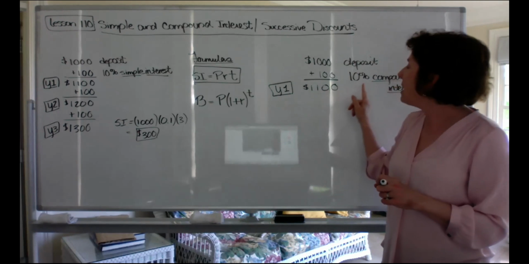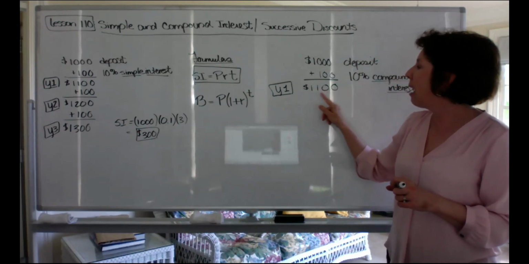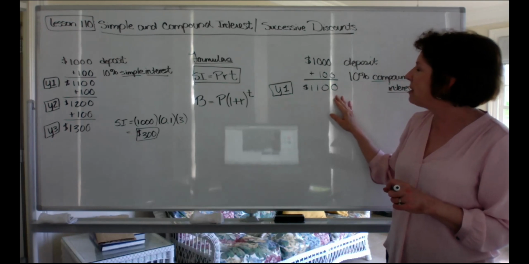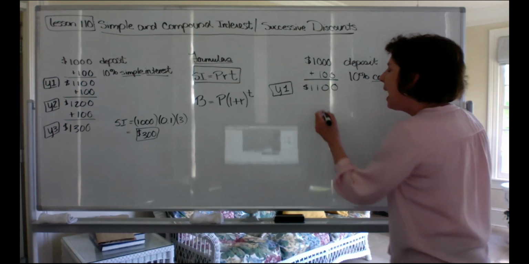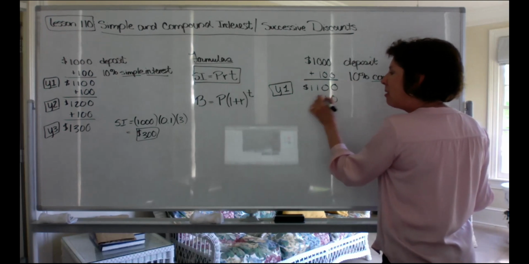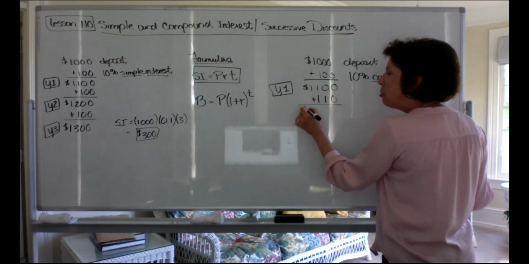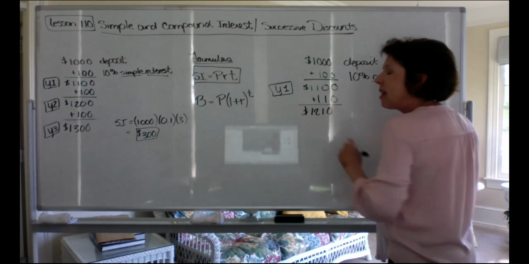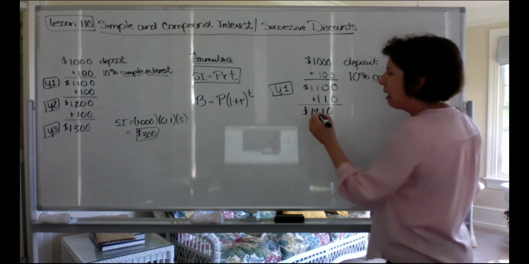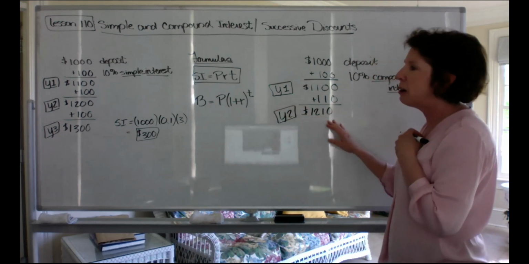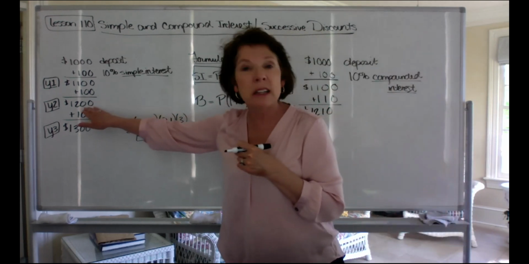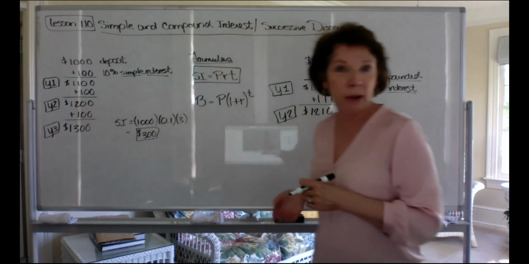Okay. Well, what is 10% of $1,100? Well, 1/10, I'm just going to move the decimal point over, it's $110. And so now I'm going to add $110, and my new balance is $1,210. Okay, at the end of year 2, I now have $1,210, which is $10 more than I had with simple interest.